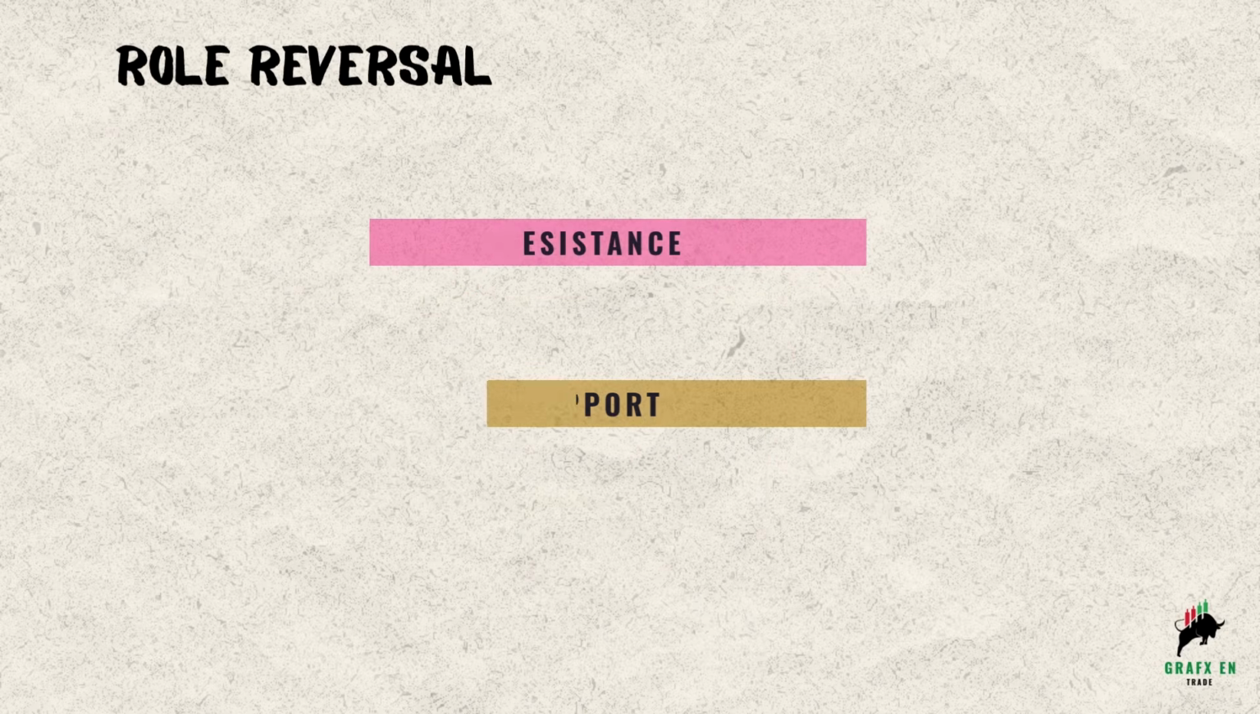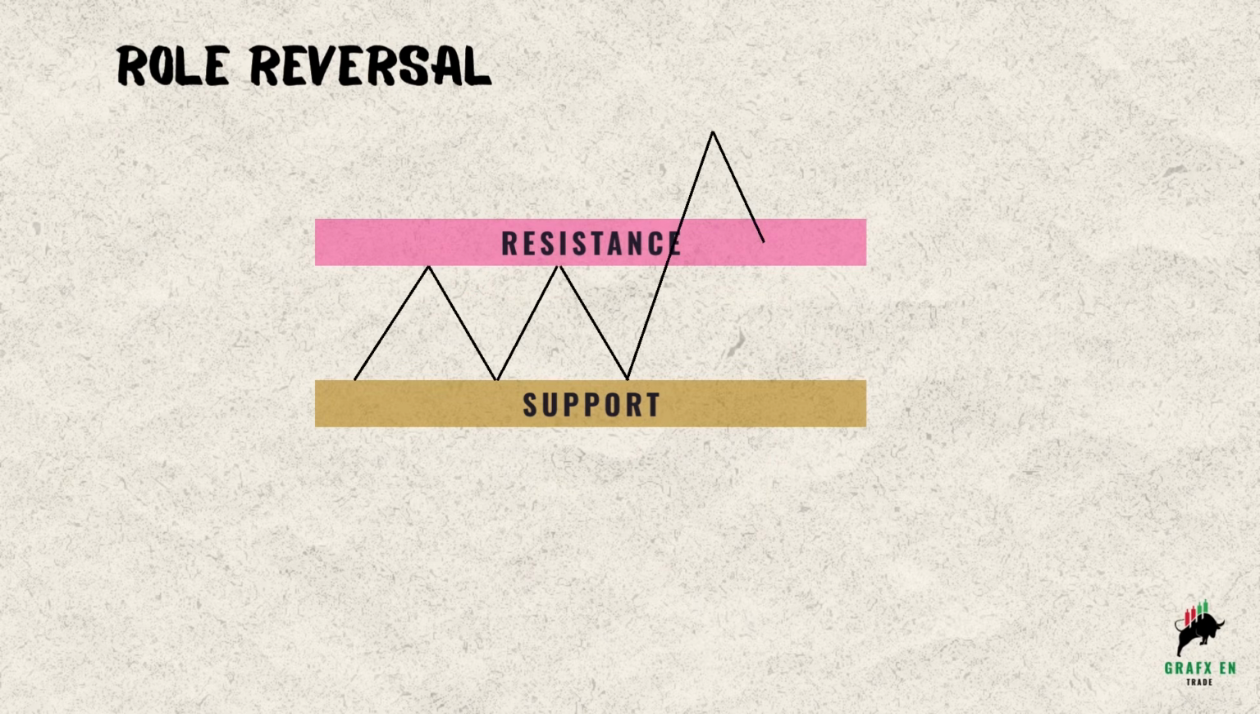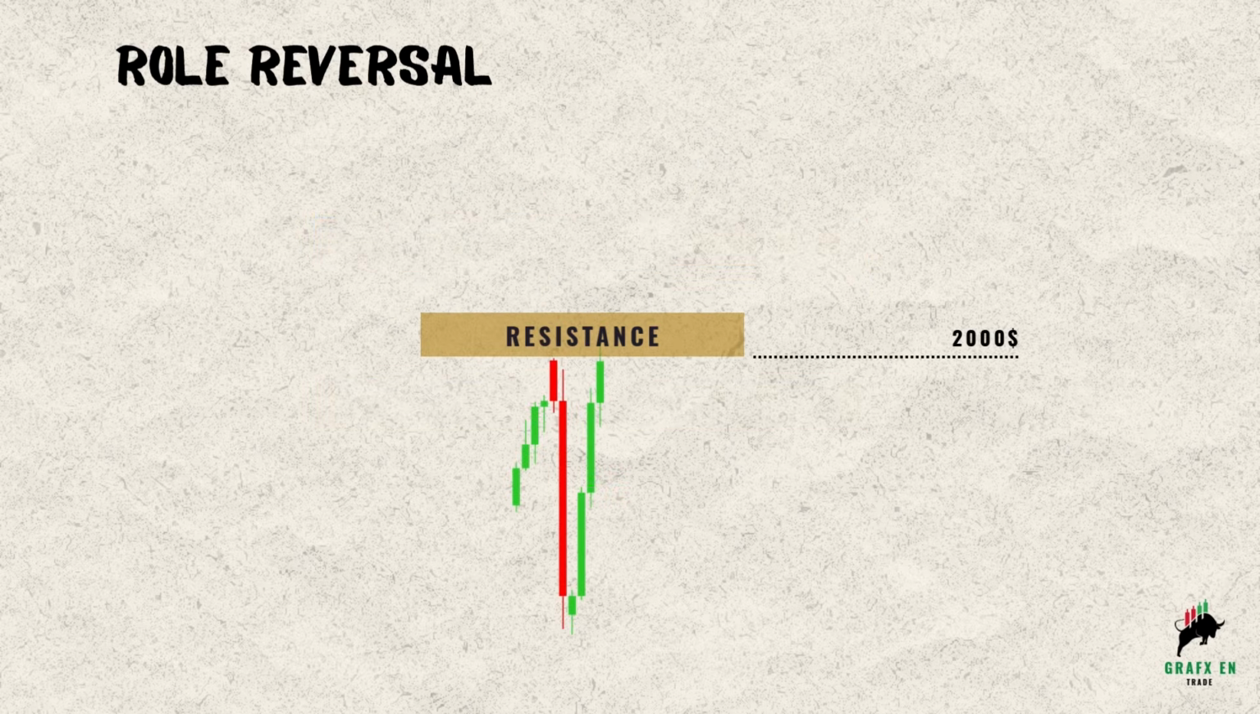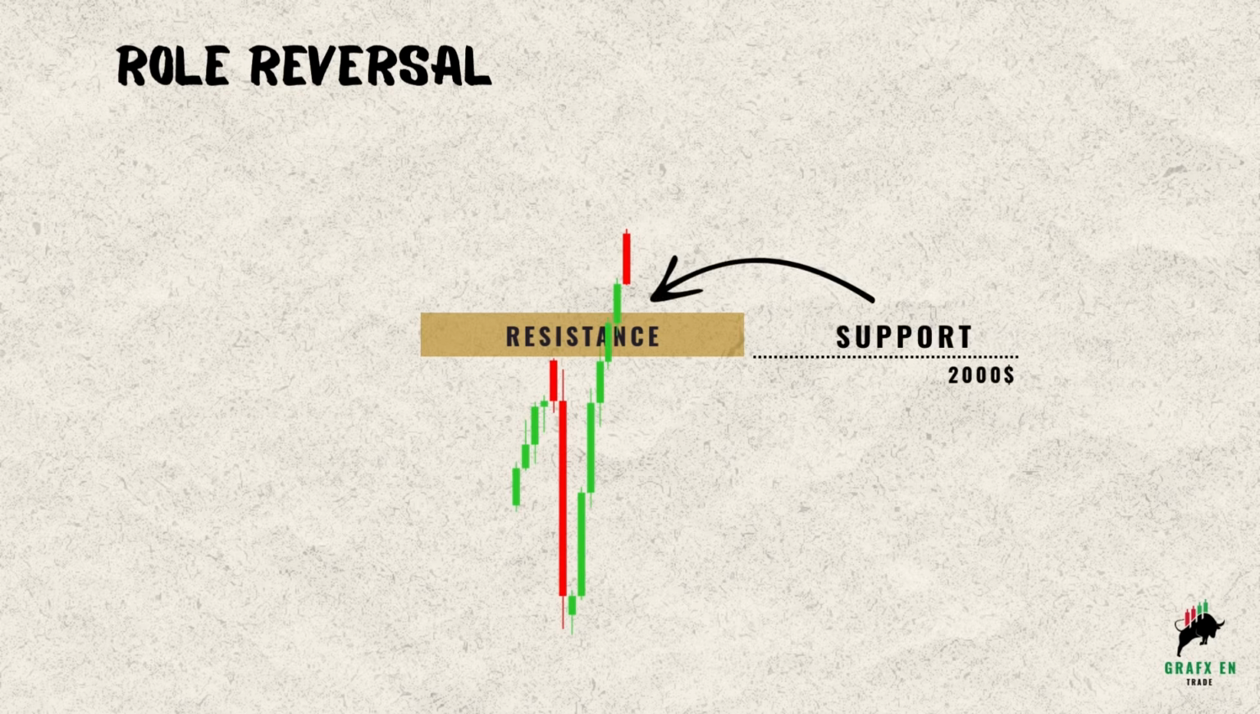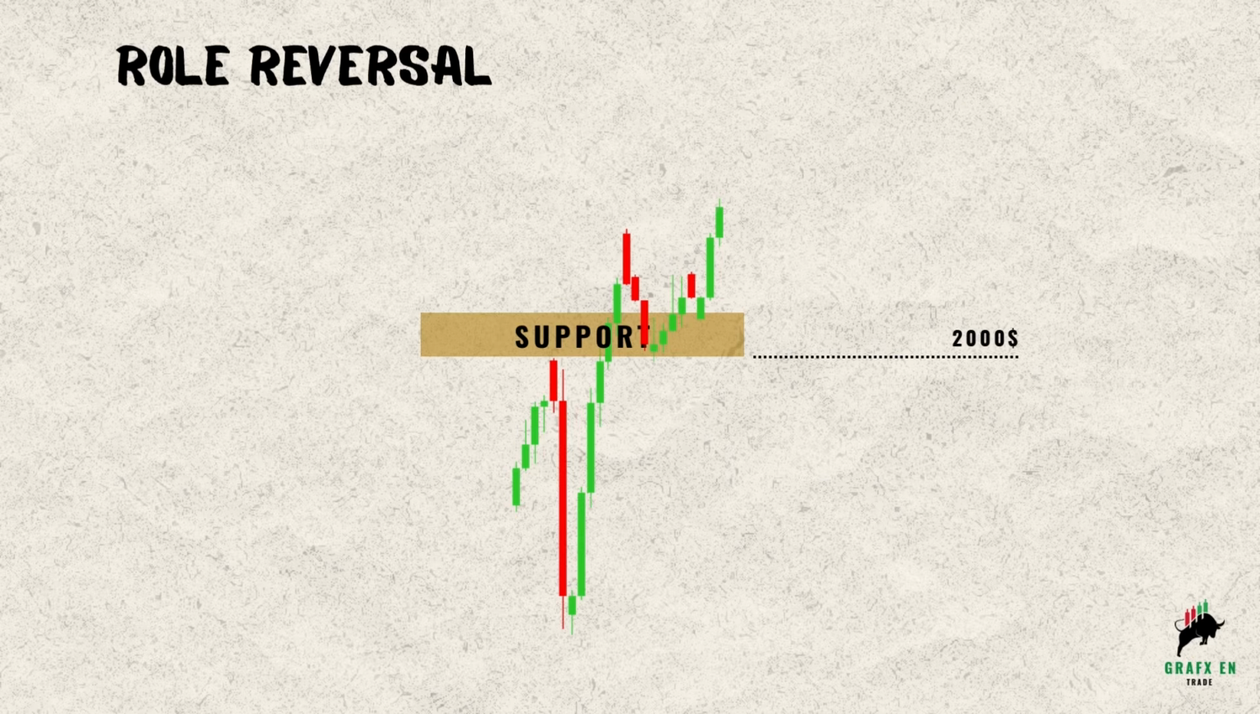Fourth, the role reversal rule. Old resistances can become new supports once broken, and old supports can become new resistances if broken. For example, if Ethereum breaks above the $2,000 resistance, when it pulls back, $2,000 may act as support. This is one of the market's most recurring behaviors.